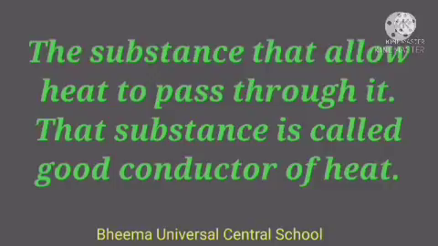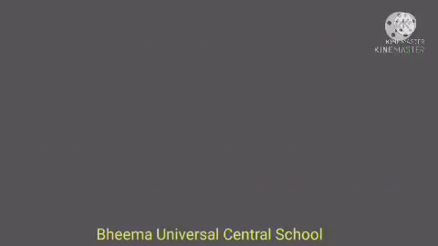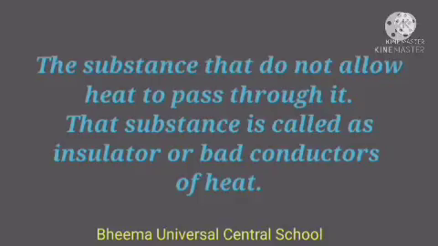A substance that allows heat to pass through it is called a good conductor of heat. All metals are good conductors of heat. A substance that does not allow heat to pass through it is called an insulator or bad conductor of heat. Tell me examples. Very good. Plastic, paper and thermocol.